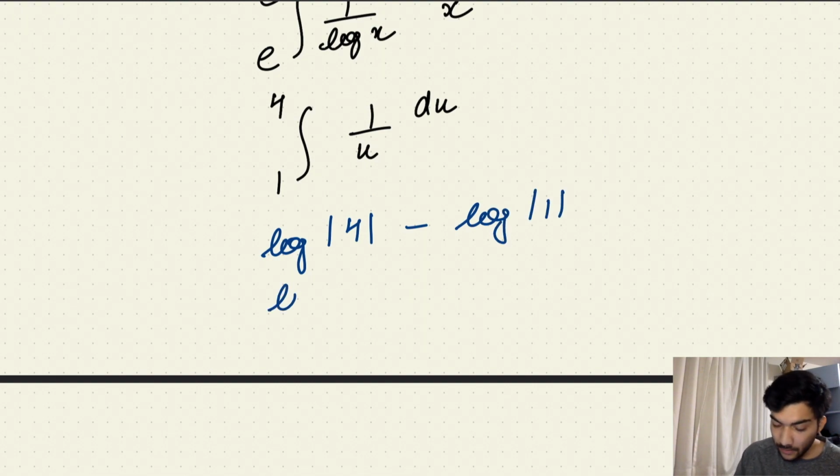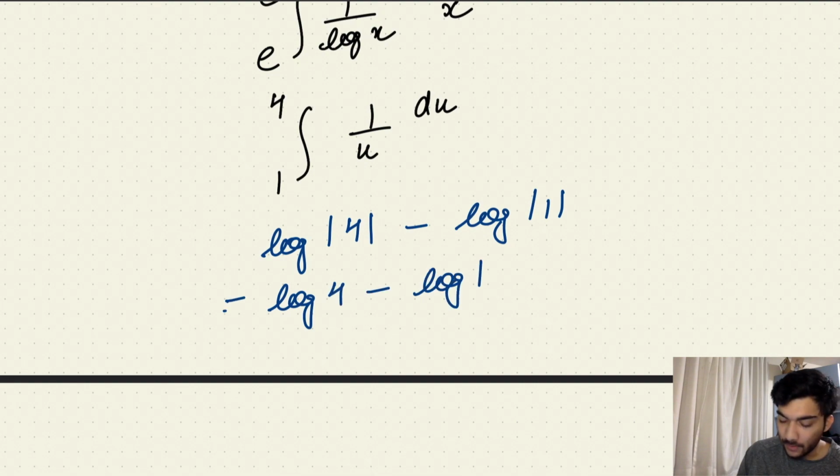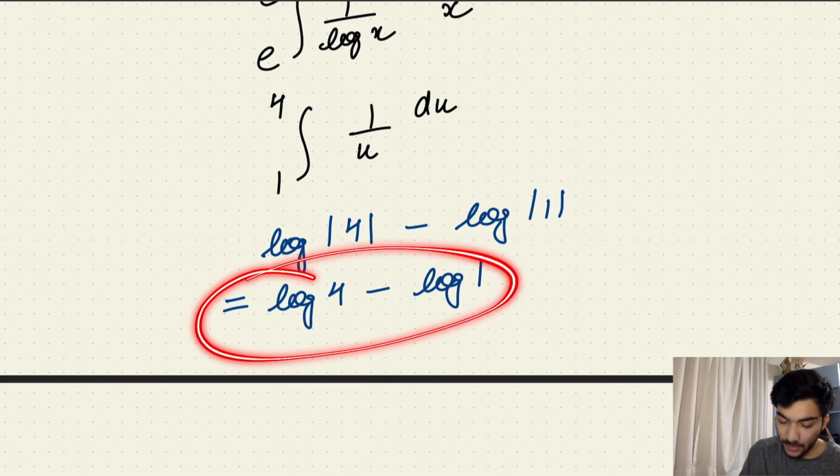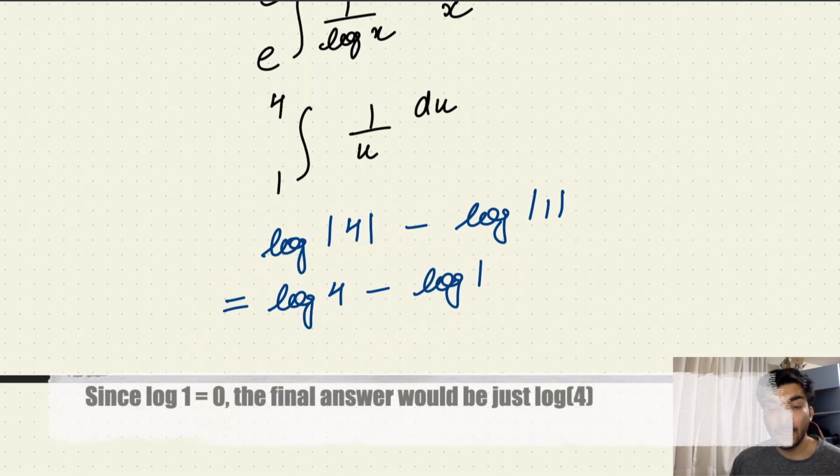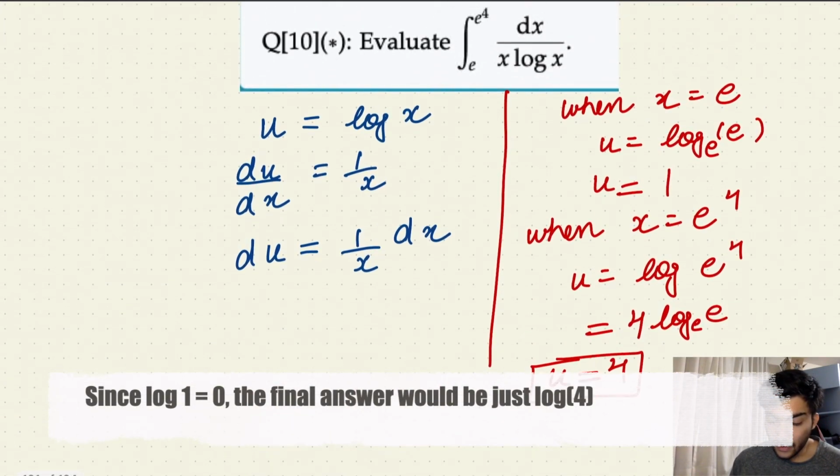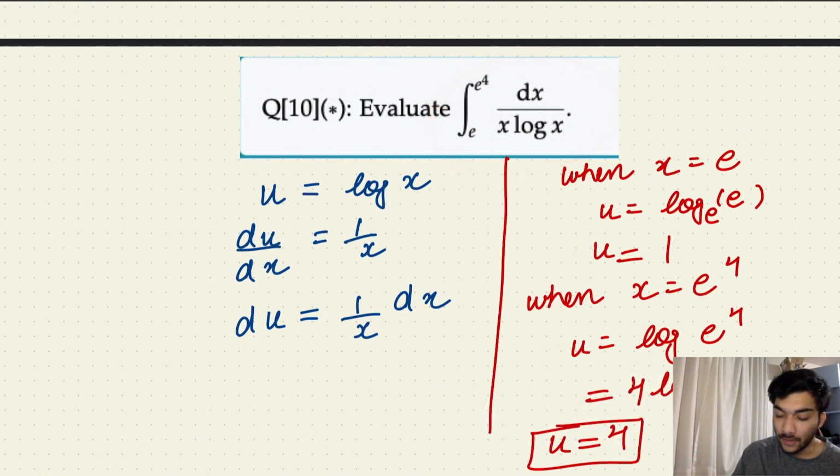Mod is the absolute value. Since 4 is positive, it would be log 4, and 1 is positive as well, minus log 1. So this is the final answer. And that is done by only using substitution in order to evaluate our definite integral.